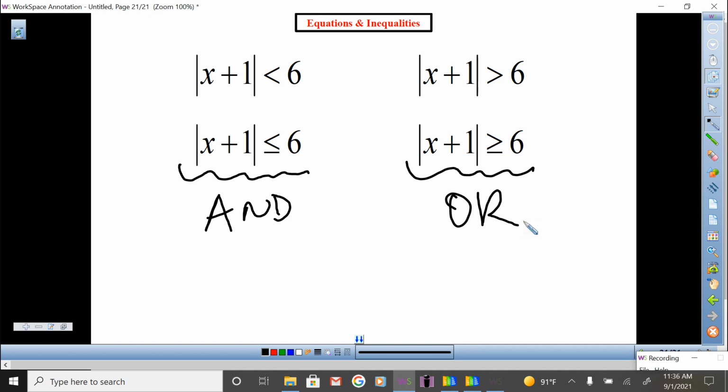Just so that when you're doing your homework or you're having a pop quiz and you end up with stuff like this, you make sure that your graph matches what you anticipate. So these should be AND, that means that the graphs are overlapping. And the other ones are OR, so that means that the graphs are going in opposite directions.